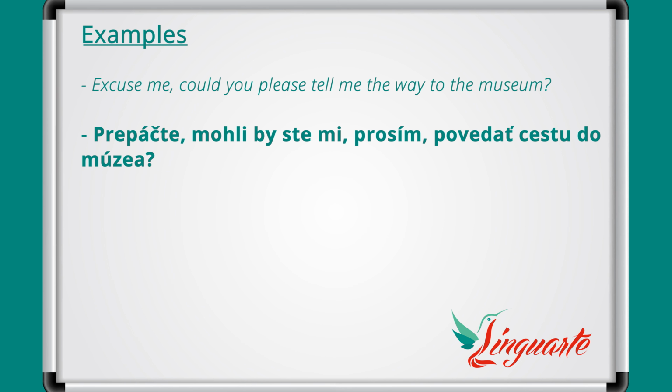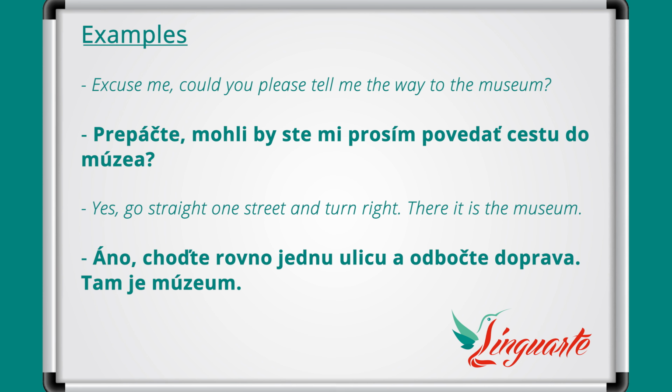Excuse me, could you please tell me the way to the museum? Prepáčte, mohli by ste mi, prosím, povedať cestu do múzea? Yes, go straight one street and turn right. There is the museum. Áno, choďte rovno jednu ulicu a odbočte doprava. Tam je múzeum.